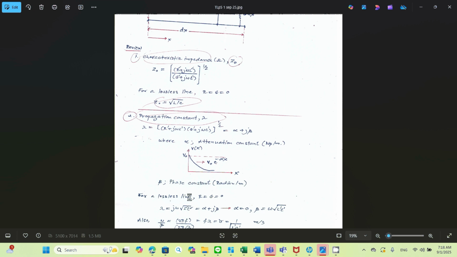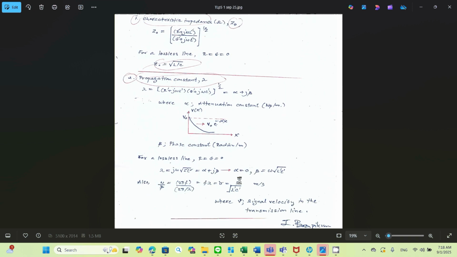But for the lossless line, you have alpha equal to 0, and your gamma, and beta is also the phase constant. Alpha has the unit of nepers per meter, and beta has the unit of radians per meter. That's the phase. What is the phase difference between the output and the input? So you can find the beta when you have a signal getting into your transmission line.